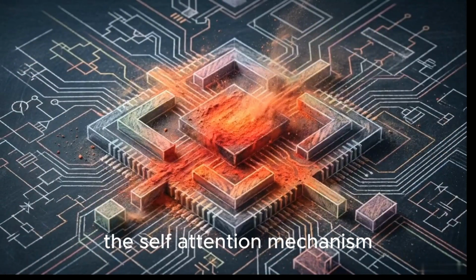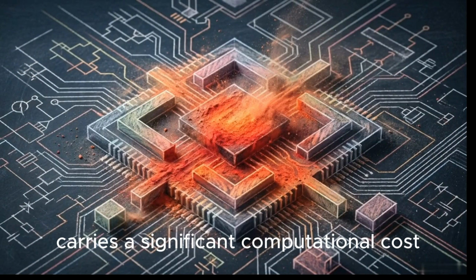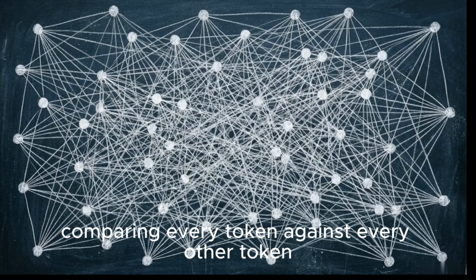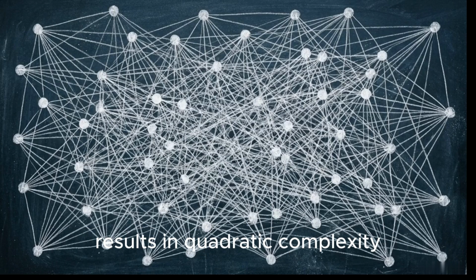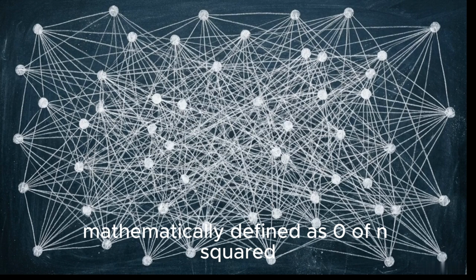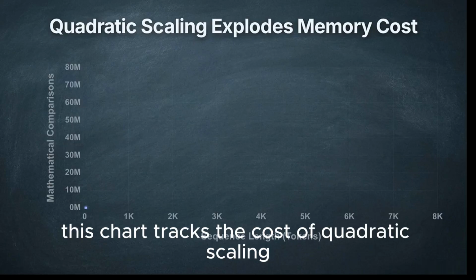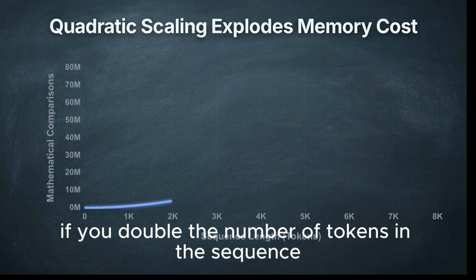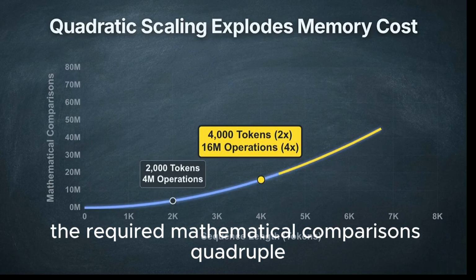The self-attention mechanism carries a significant computational cost. Comparing every token against every other token results in quadratic complexity, mathematically defined as O of n squared. This chart tracks the cost of quadratic scaling. If you double the number of tokens in the sequence, the required mathematical comparisons quadruple.